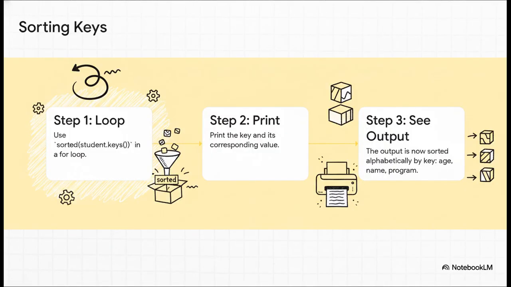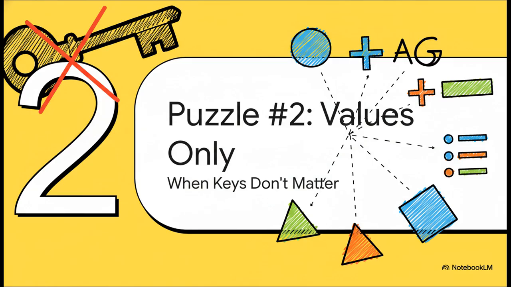And here's where the magic happens. The secret sauce is all in how you set up your for loop. Instead of looping through student directly, you wrap its keys in our new tool, sorted(student.keys()). What this does is it tells Python, hold on, before you start looping, give me those keys but in alphabetical order. And just like that, the output is perfectly ordered. Age, then name, then program. Puzzle 1, solved.